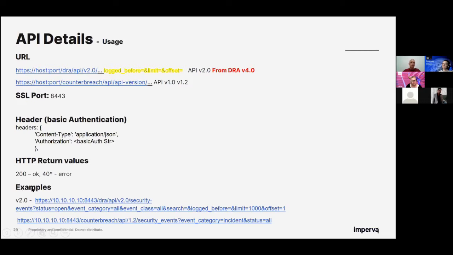So 200 is okay, and we have 40-asterisk for other errors, and within that, we have a JSON giving another number and some sort of explanation of what the problem is. And here below are examples of how the format looks for 2.0 and for the others.